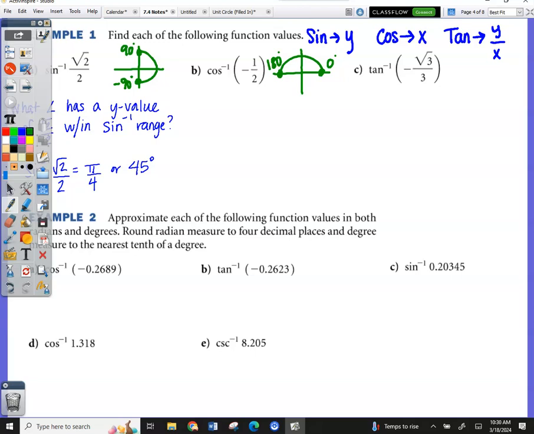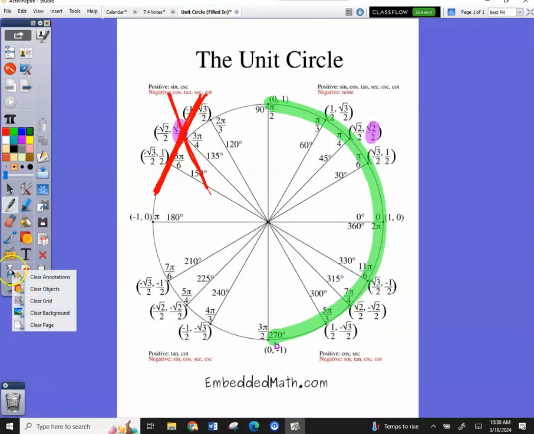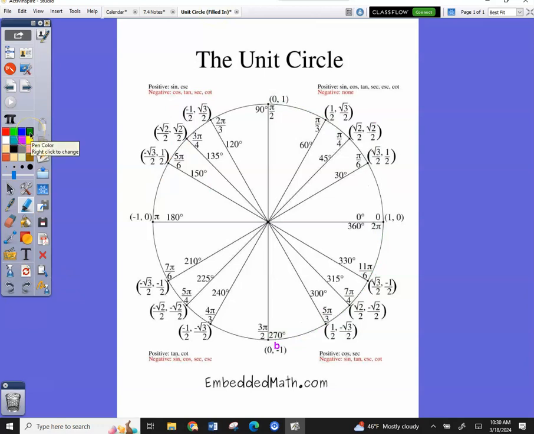Well, if sine is negative, cosine, sorry. If cosine's negative, then which quadrant am I going to, out of my 2 choices? 2. So you're going to go to your formula sheet. We said our approved section is here to here. We are looking for when x is negative 1/2. There it is. So it's 2 pi over 3 or 120 degrees.